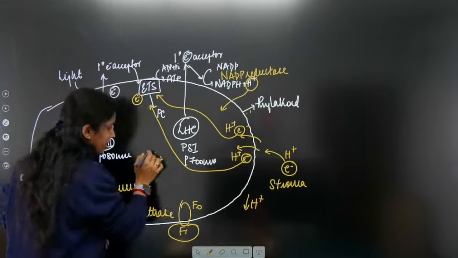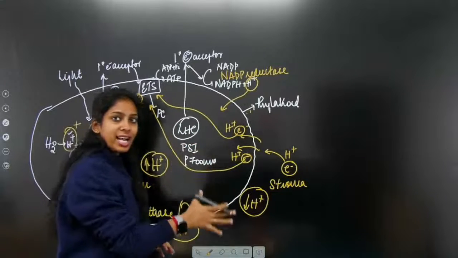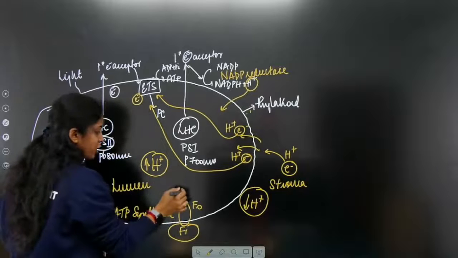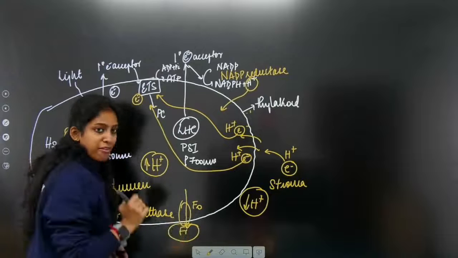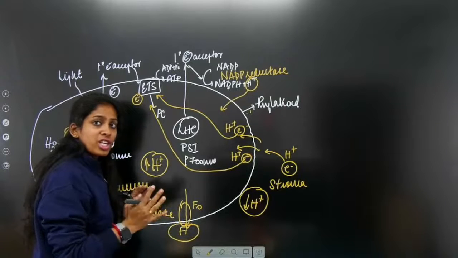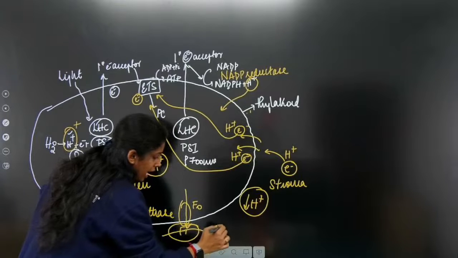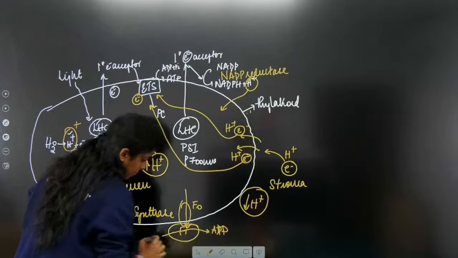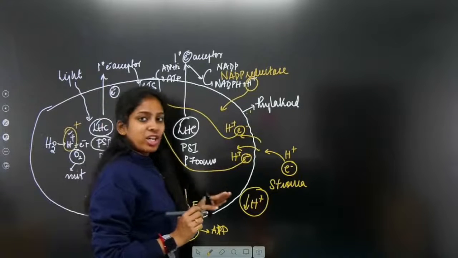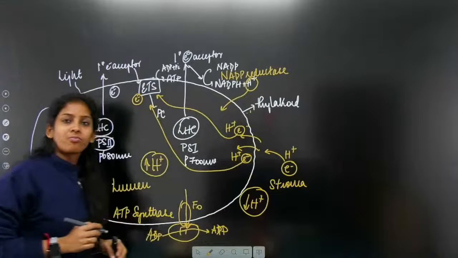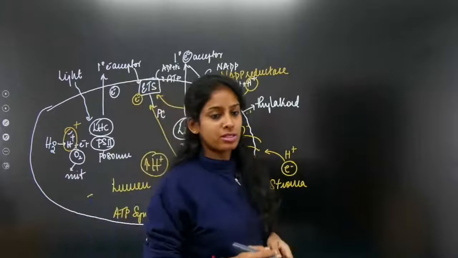So when the difference is established and when they come to know that yes, there is more H plus inside than the H plus outside, the H plus will try to come out like this. Once the H plus moves through the F0, there is a conformational change in the F1. Now this F1 will convert your ADP into ATP. So your ADP is converted to ATP. Alright. Yes, so this is your chemiosmotic hypothesis.